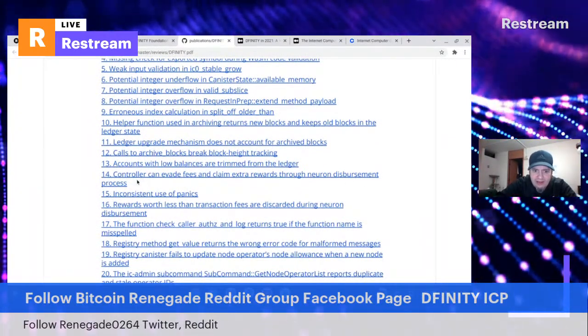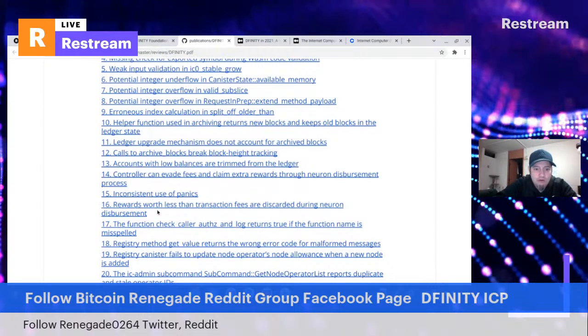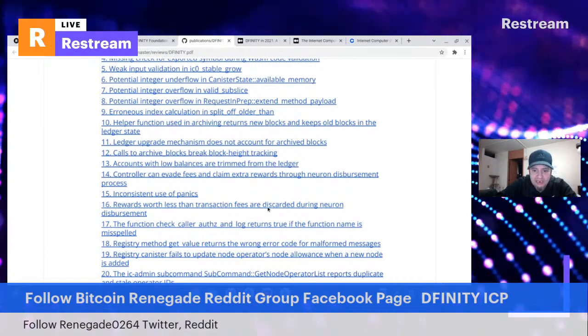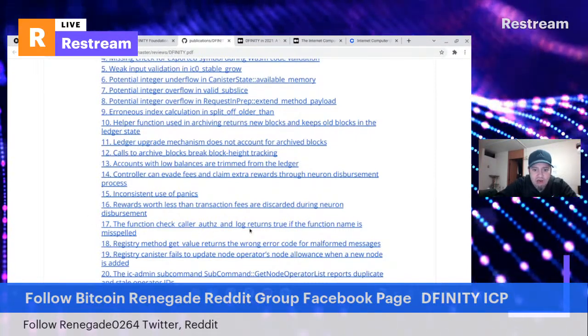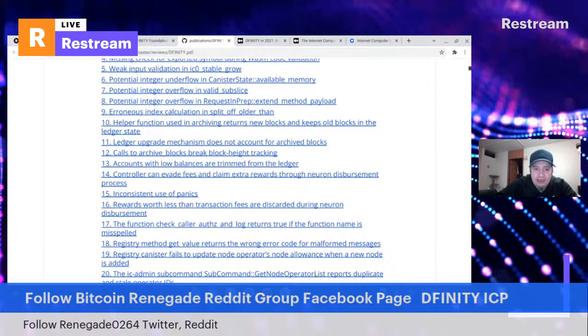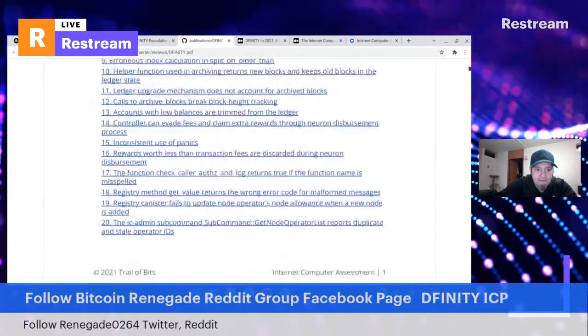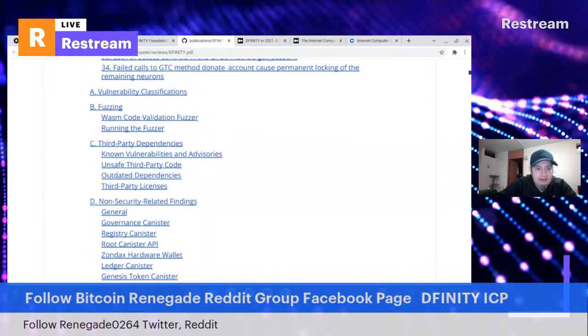I wonder about that. Inconsistent use of panics, rewards worth less than transaction fees are discarded during neuron disbursement, the function check caller, whatever. There's just tons of stuff and tons of tests that they did. I think I'd probably be reading all day. Oh yeah, probably for a while. So there's a lot of stuff that they did.